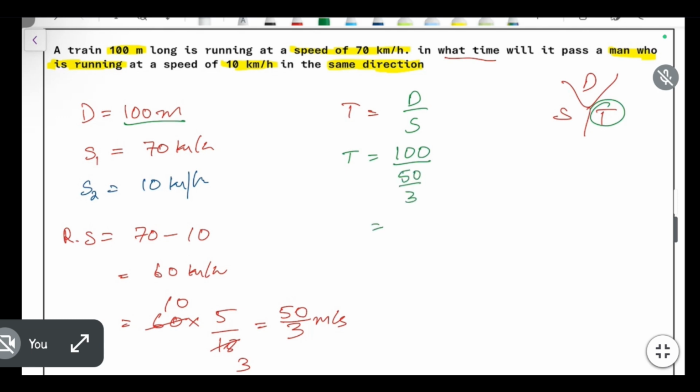If you look here, we have a fraction in the denominator, as I've done earlier as well. We need to write the reciprocal of this one, 3 by 50. So 50 ones are 50, 50 twos are 100. That means the time will be 2 3s are 6 seconds. So time here is nothing but 6 seconds.